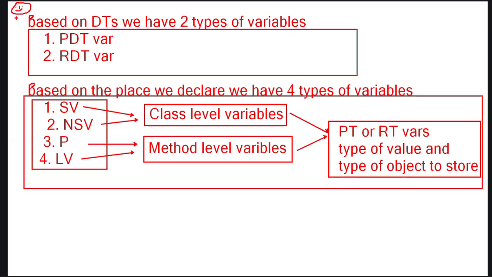In the shock, you say, yes, based on the data type, we have two types of variables: primitive variable and reference variable. A primitive variable is meant for storing one mathematical value. A reference variable is meant for storing one object reference. Now each is again divided into four types based on the place we declare: static variable, non-static variable, parameter, and local variable. Static and non-static variables are class level variables. Parameter and local variables are method level variables. Static and non-static variables are used for storing object values. Parameter and local variables are used for storing operation values. Like this, you must give an elaborate explanation.